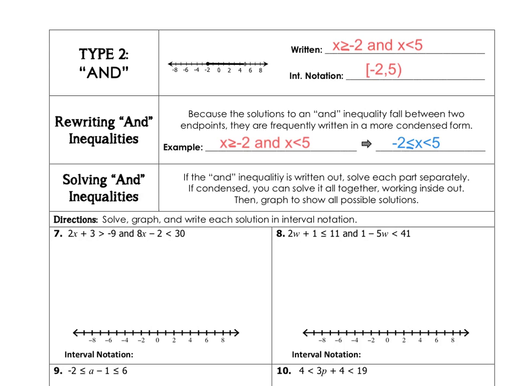Okay, so we're continuing on with compound inequalities, although this time we're doing the "and" not the "or." The "and" just tells us that we have two endpoints, and the values that make this statement true are all contained within those two endpoints. So in this case, -2, including -2, because it's a closed circle, all the way up through 5, but not including 5, because it's an open circle.